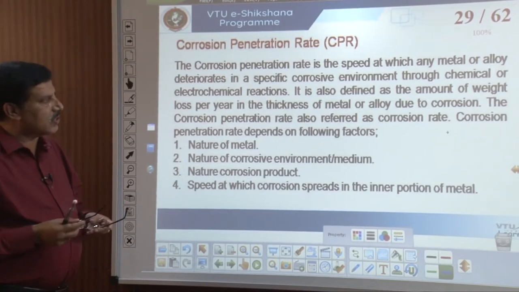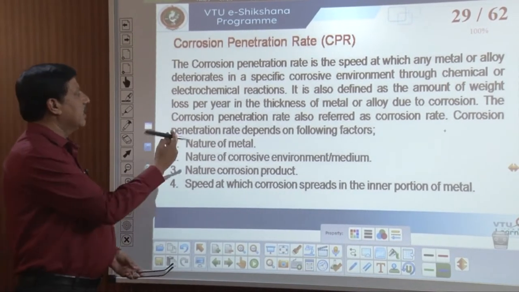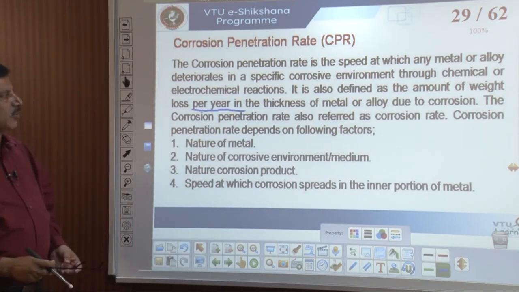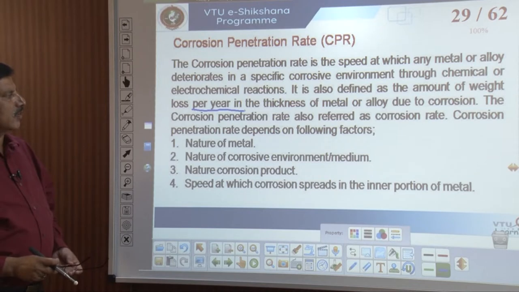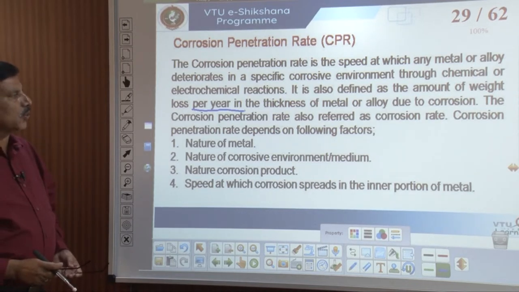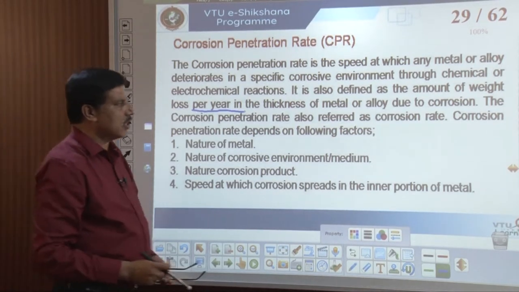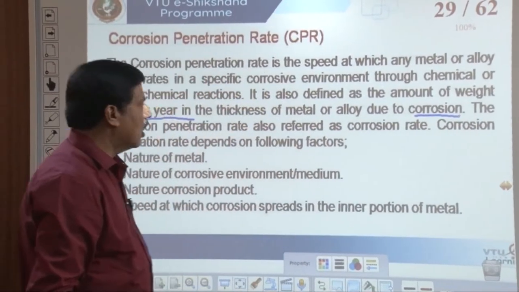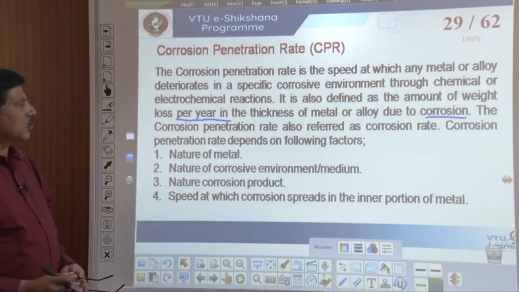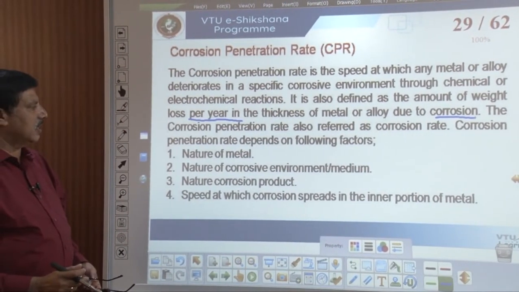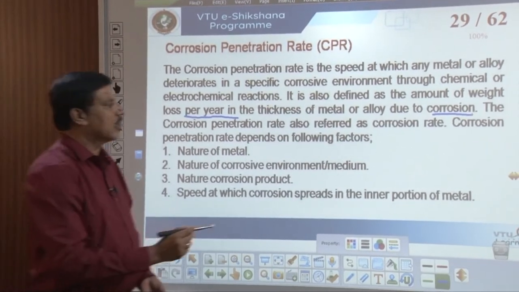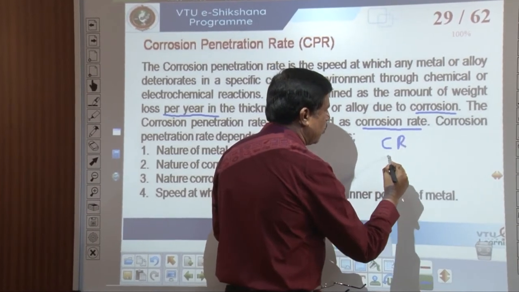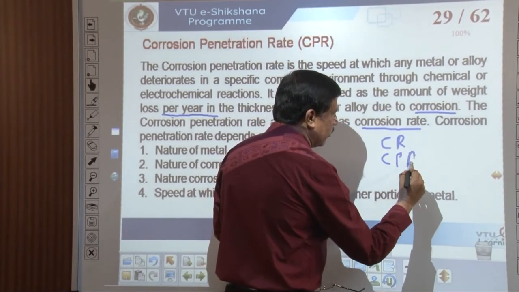It is also defined as the amount of weight loss per year. See, loss of weight of the metal is nothing but corrosion, that is, loss of thickness of the metal or alloy due to corrosion. Corrosion is nothing but destruction of metals or alloys by the surrounding environment through chemical or electrochemical reaction. The corrosion penetration rate is also referred to as corrosion rate, CR or CPR.